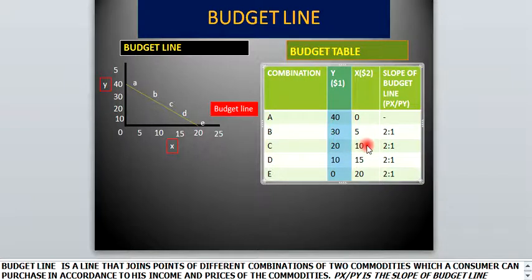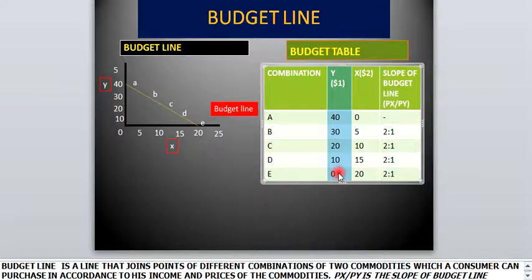Then the same thing in combination C. When he wants 10 of commodity X, he's going to pay $20, because 2 times 10 will give you $20. Then he will be having $20 left, and that $20 will go for commodity Y, because commodity Y is $1. Then the same thing happens in combination D, where we have 15 units of commodity X. That is 2 times 15, which gives you $30, and we will be having $10 left. That $10 can only buy 10 units of commodity Y. Then here, when he's consuming 20 units of commodity X, that is 20 times 2, that is $40, and he will not be consuming any units of commodity Y.